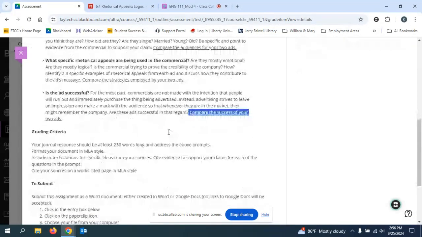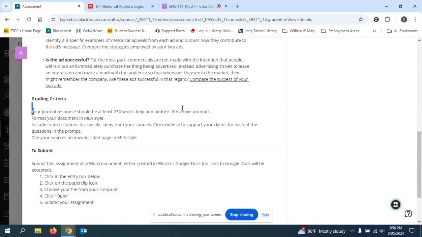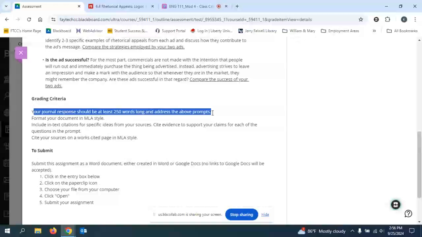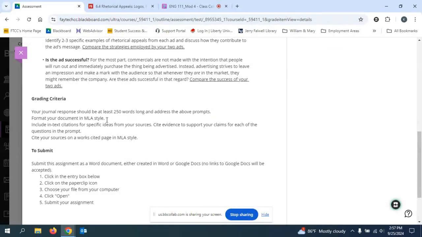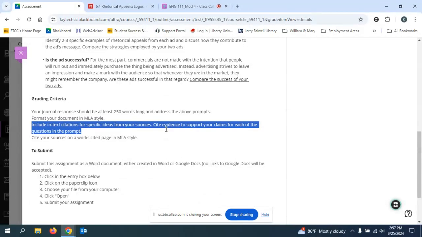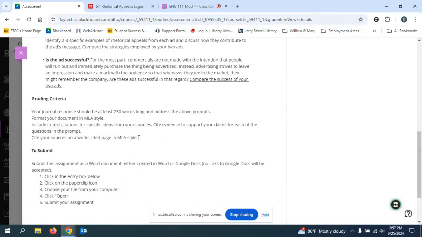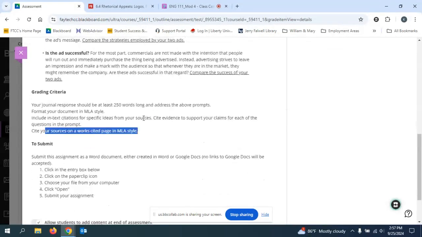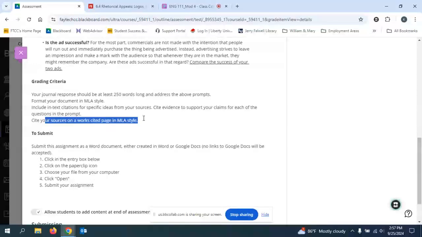Okay. So this is going to be at least 250 words long and address the above prompts. Now, again, remember, just because it says at least 250 words doesn't mean that you just write 250 words and stop. Make sure it's comprehensive. Make sure you're answering all the questions. Do a thorough job. Format your document in MLA style. Include in-text citations for specific ideas from your sources. You need to cite evidence and cite your sources on a works cited page in MLA style. So use that formula that we've talked about.